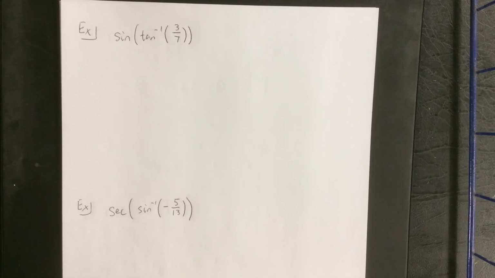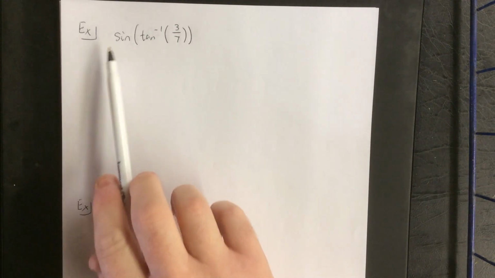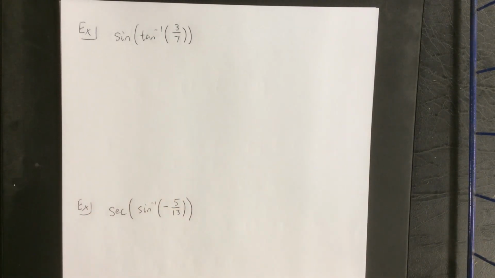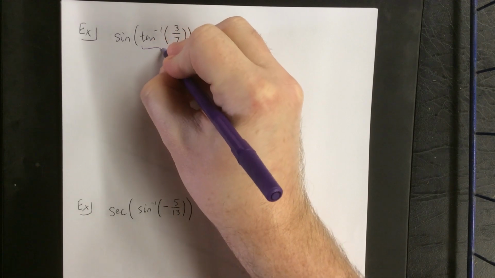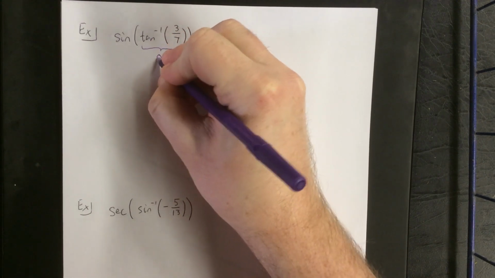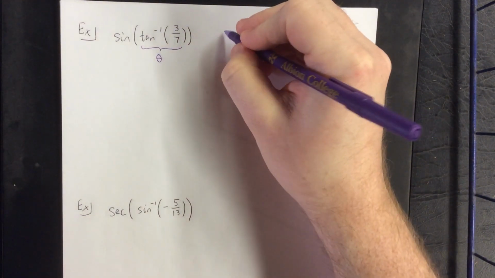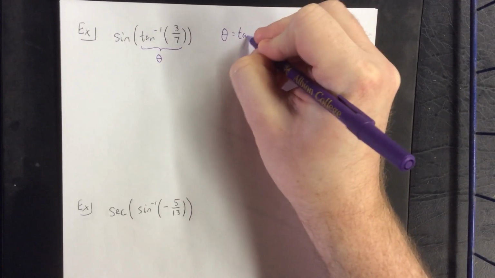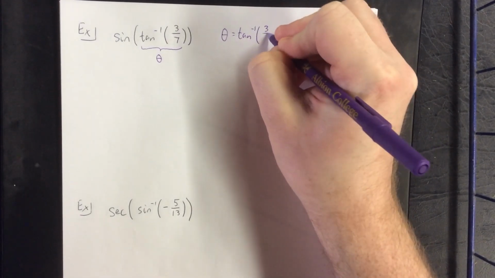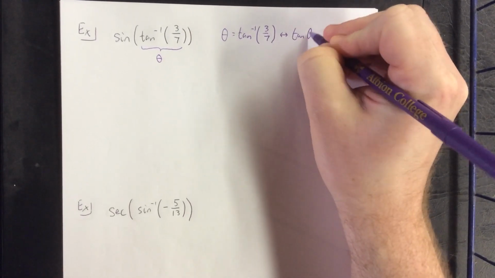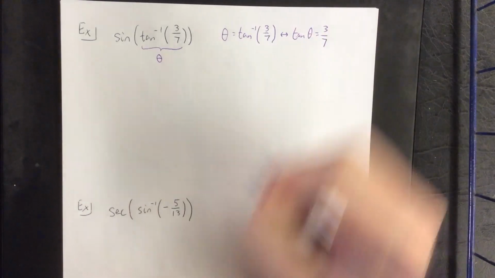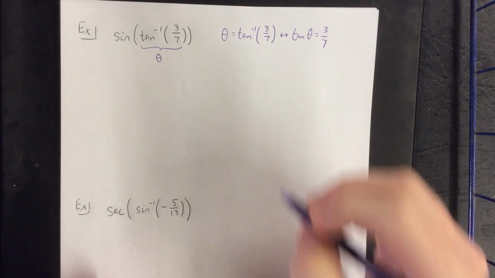So next up, let's take a look at a couple of examples of these style problems. For example, the sine of the inverse tangent of 3/7. First thing we'll do is identify that we have the appropriate kind of composition, and say the inverse tangent of a ratio is going to be an angle. Let's call it theta. So theta is equal to the arctangent of 3/7, which is equivalent to saying that the tangent of theta is equal to 3/7. That's the definition of an inverse function.